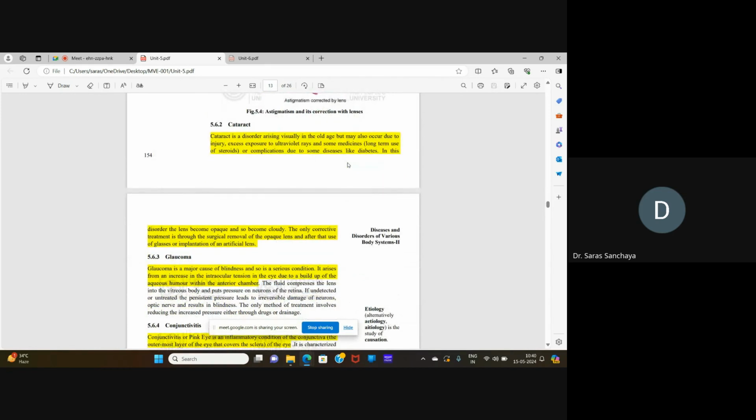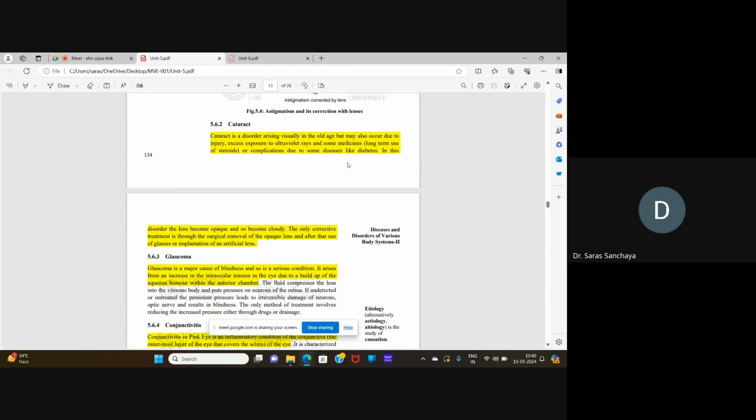Cataract is a disorder arising usually in old age but may also occur due to injury, excessive exposure to ultraviolet rays, some medicines, long term use of steroids, or complications due to some disease like diabetes. In this disorder, the lens becomes opaque and cloudy. The only corrective treatment is the surgical removal of the opaque lens, and after that use of glasses or implantation of an artificial lens. So, cataract, which is the most common cause of blindness in India, should be treated properly by replacing the opaque lens with an artificial lens.